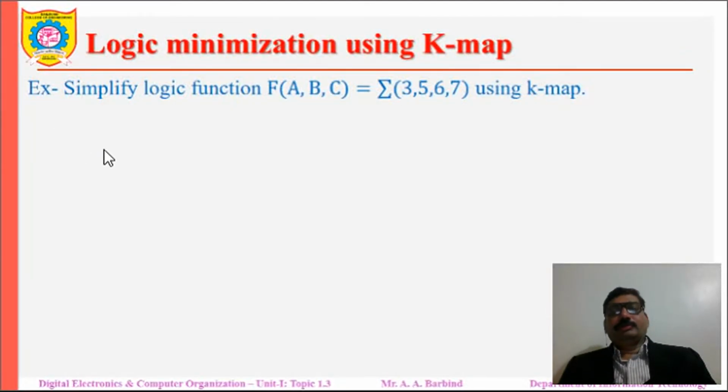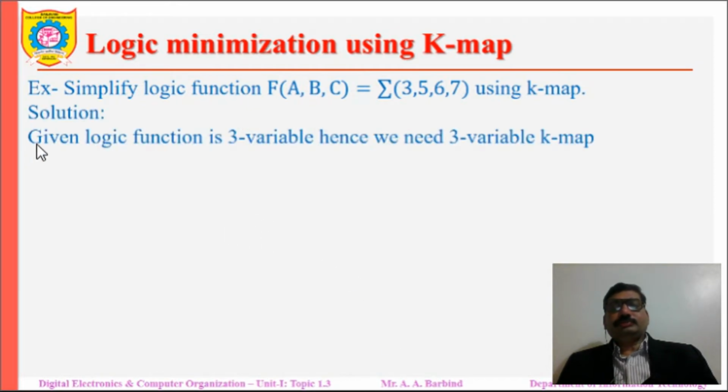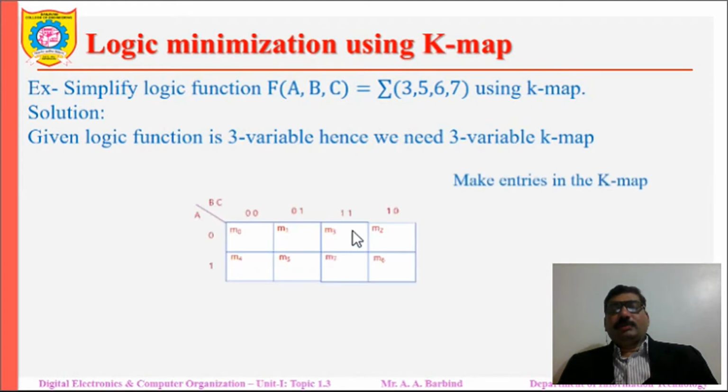Hello students, now let us consider one example to simplify the logic function using the K-map. For this purpose we take a three variable logic function f of a, b, c equal to summation of the minterms 3, 5, 6, 7. Because this is a three variable function, we take a three variable K-map. So this is the three variable K-map consisting of 8 cells.